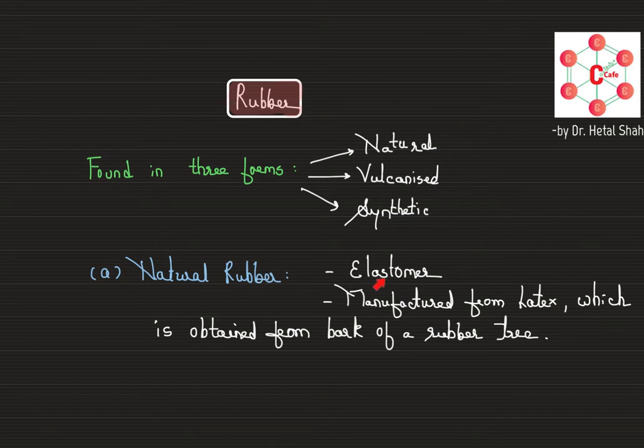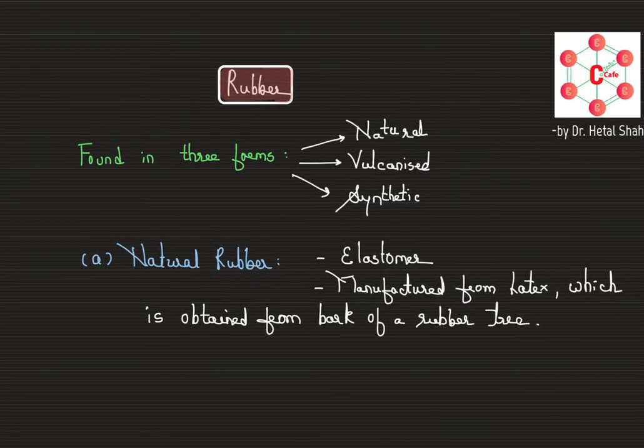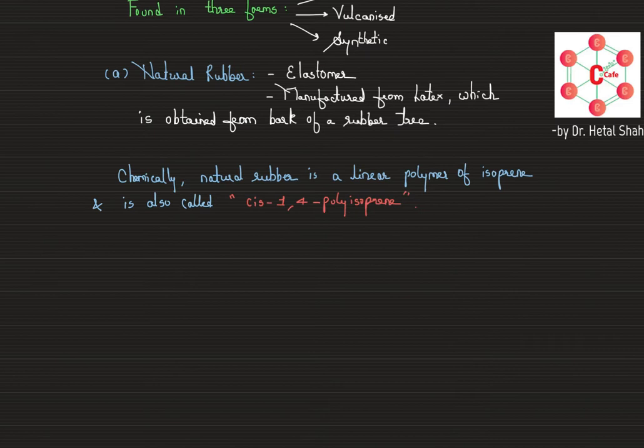Now natural rubber is ideally an elastomer, and so basically it is elastic in nature, and it is manufactured from latex. Latex is basically a colloidal suspension which is obtained from the bark of a rubber tree, and natural rubber is manufactured from it. Now let us understand the chemical composition of this rubber. If you want to understand the chemical nature of natural rubber, it is basically a linear polymer of isoprene. Isoprene is the monomer unit, and it is also called cis-1,4 polyisoprene.